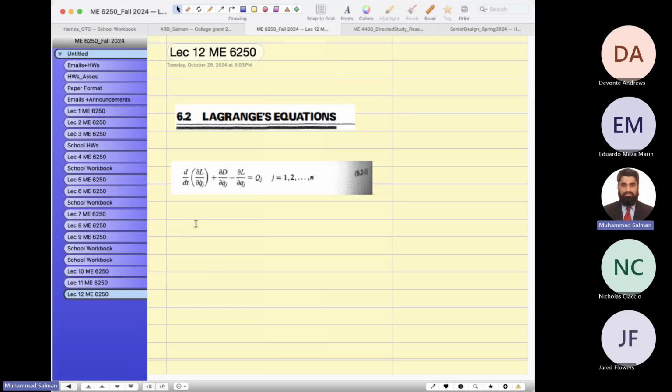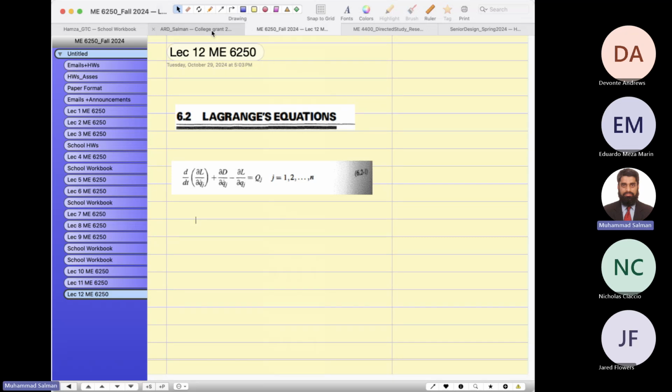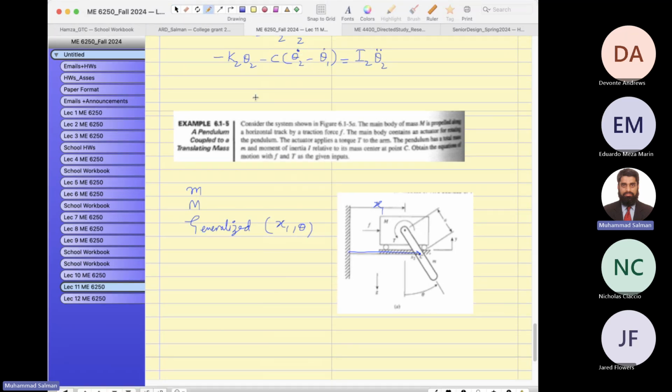Lagrangian is another way you can find the equation of motion with generalized coordinates. What are the generalized coordinates? I'll let you know in a bit, or probably I explained a little bit in the last lecture. In this case, the generalized coordinates are those which completely define the motion of the dynamic system. For example, this needs just x, which is the displacement of this body, and this is the angular displacement of this pendulum.